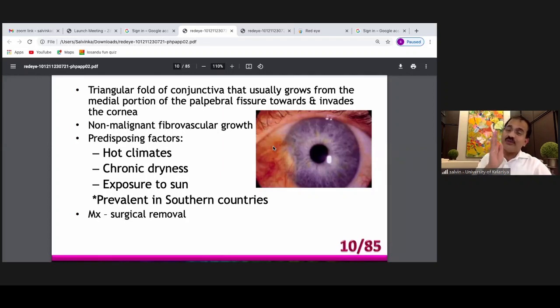So for cosmetic reasons, sometimes if the patient insists, we'll have to remove it. Right? So this is your pterygium. Remember, it's a non-malignant fibrovascular growth. Hot climates, chronic dryness, exposure to sun.